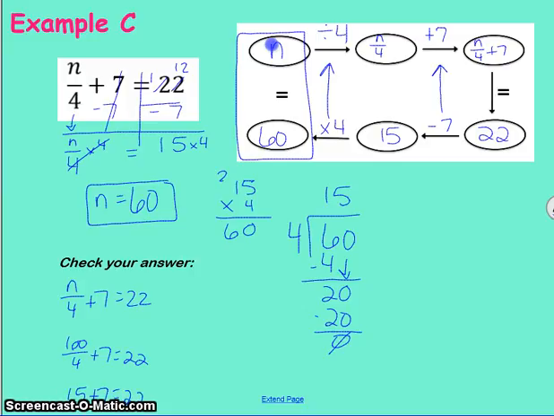So what is 15 plus 7? 7 plus 5 gives me 12. And then 1 plus 1 gives me 2, so 22. So what I know is that 22 is equal to 22, and those check each other out.